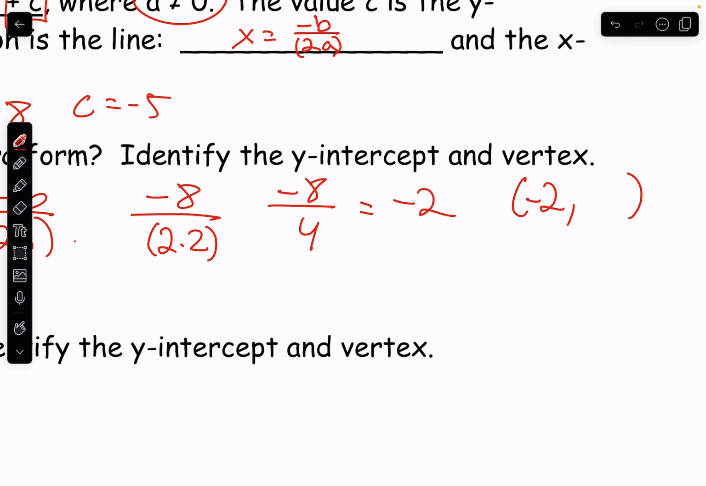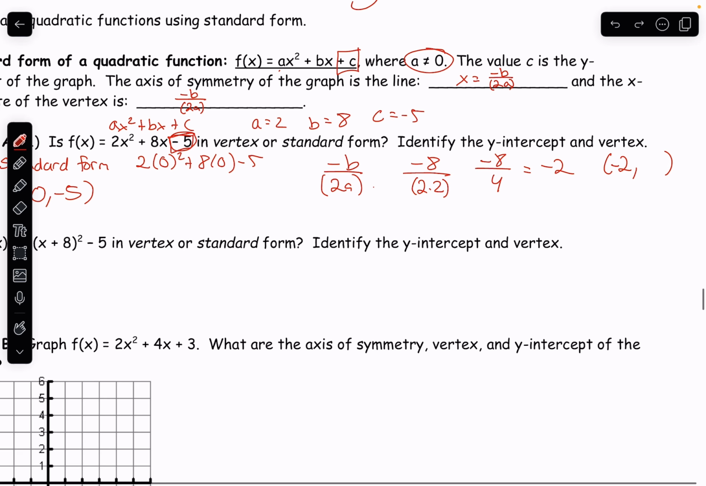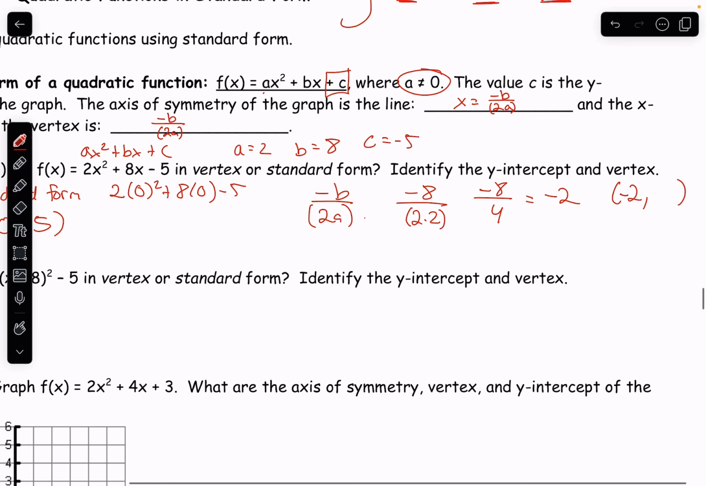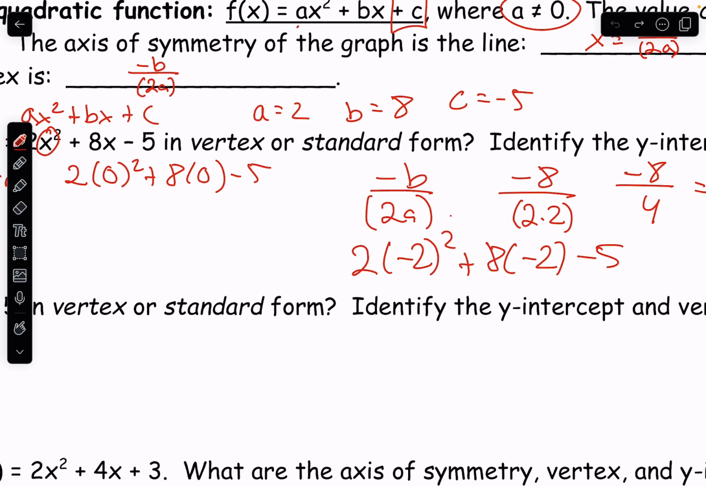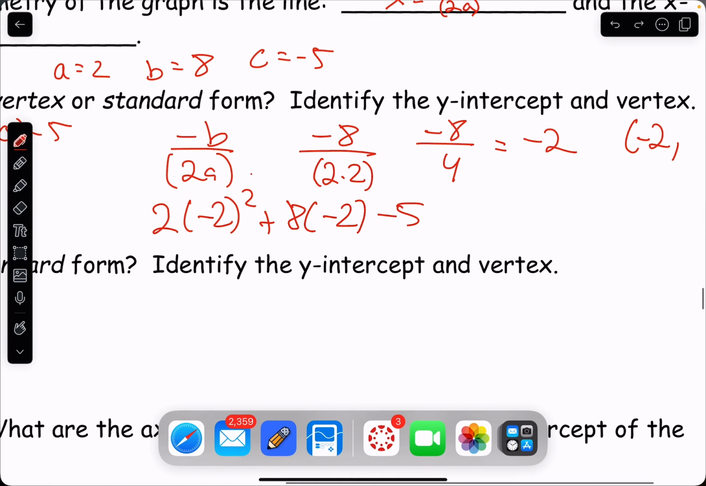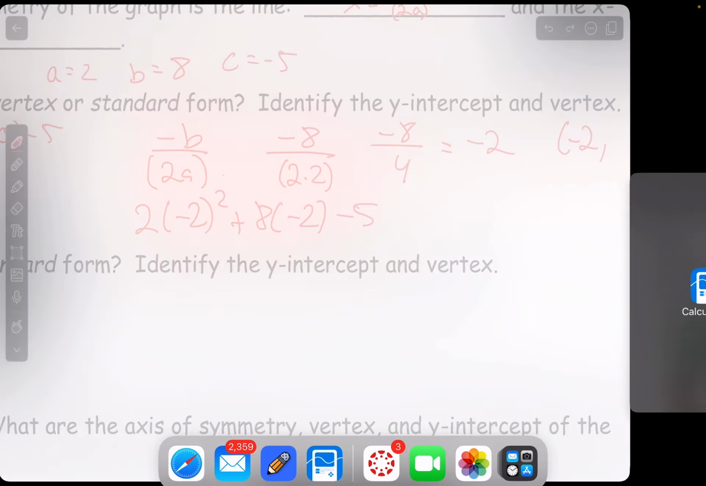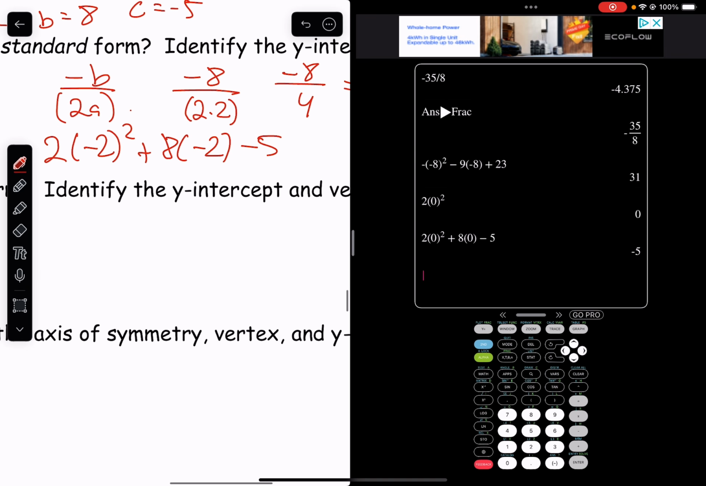To find the y value, we're just going to plug this in. We're going to go to our function, and wherever we see an x value, we're going to plug in a negative 2. So we're going to do 2 times negative 2 squared plus 8 times negative 2 minus 5. Again, wherever I saw an x value, I just put in my negative 2. Now, remember, when you plug in a negative, you need to put parentheses around your negative. Honestly, whenever you plug anything into a function, put parentheses around it. But if you don't put parentheses around your negative, you're actually going to get it wrong.